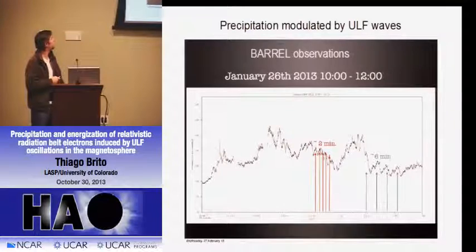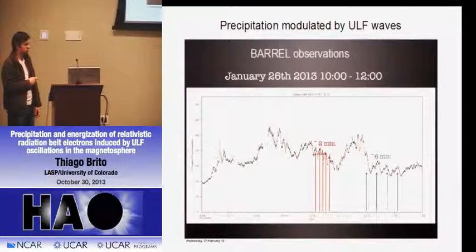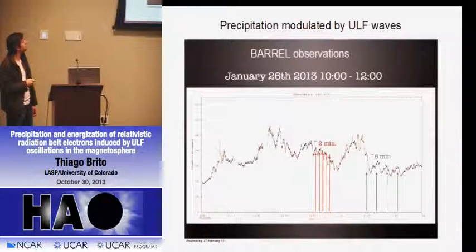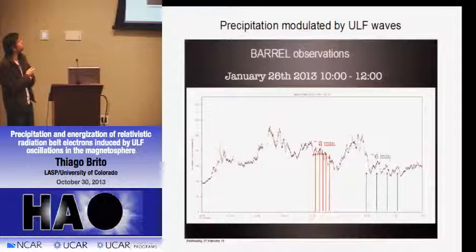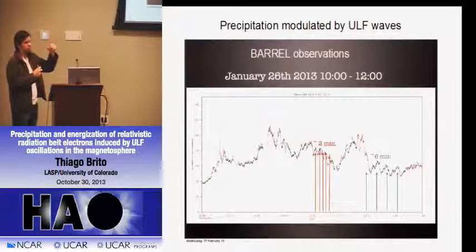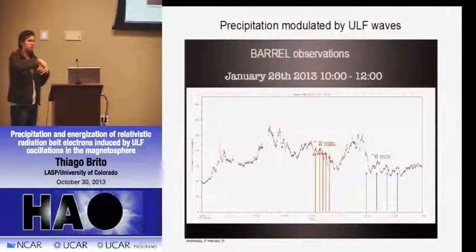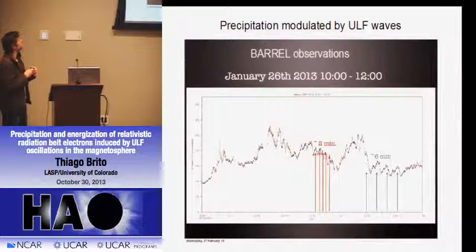Okay. So now let's move to the actual results. The motivation for doing this study is to understand the modulation of precipitation frequently observed by balloon measurements. As an example, this is a balloon campaign called BARREL, that was launched earlier this year. It has X-ray detectors on balloons to detect the bremsstrahlung radiation from the precipitating electrons. So it's able to detect precipitation, not directly, but indirectly through the bremsstrahlung X-rays.